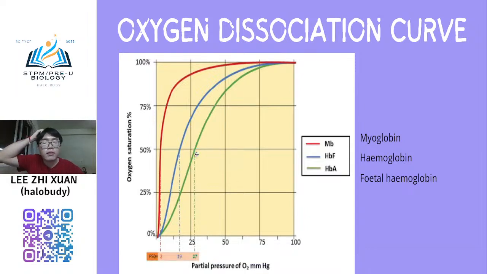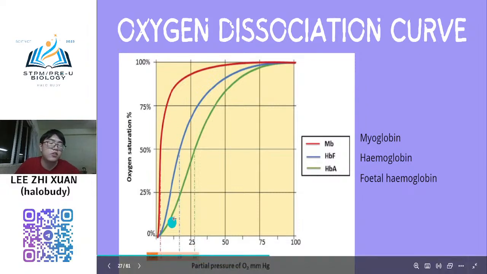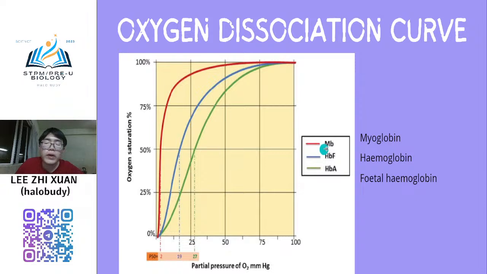In our syllabus, we will learn three types of oxygen dissociation curve, which are myoglobin, hemoglobin, and fetal hemoglobin. Hemoglobin is the normal one. As a normal adult, we have this kind of curve, the second one, the middle blue line. Then we have the red line, which is myoglobin. Later we will see what myoglobin is. And the green line is the fetal hemoglobin.